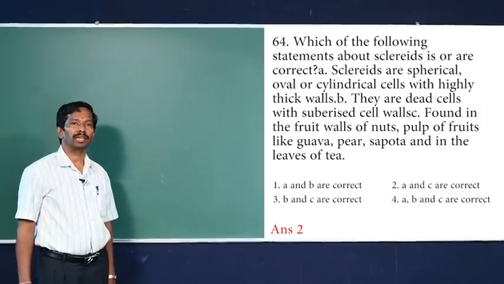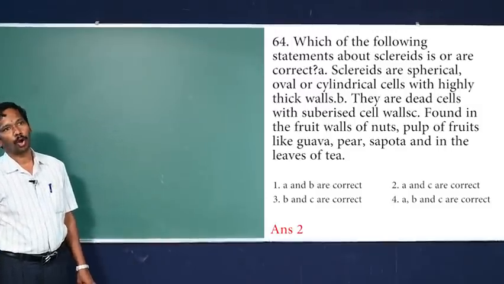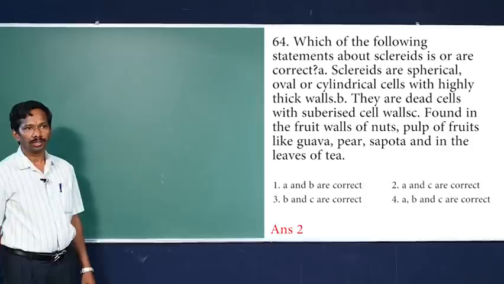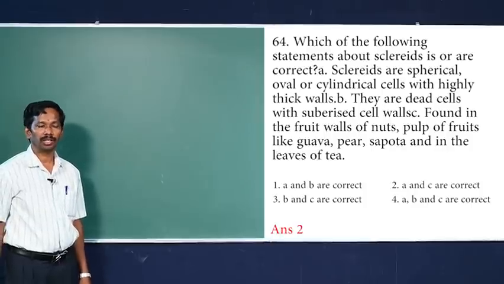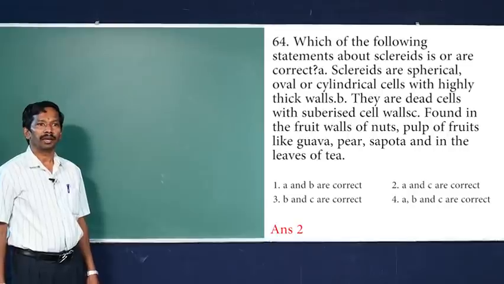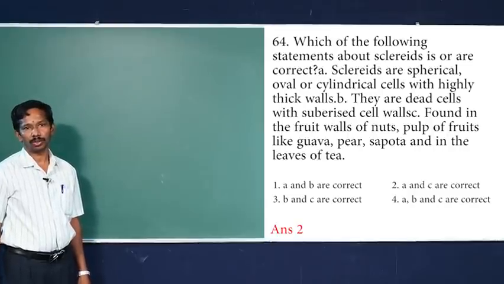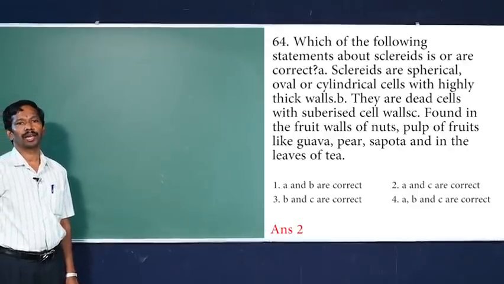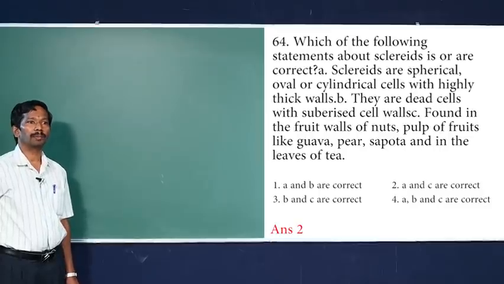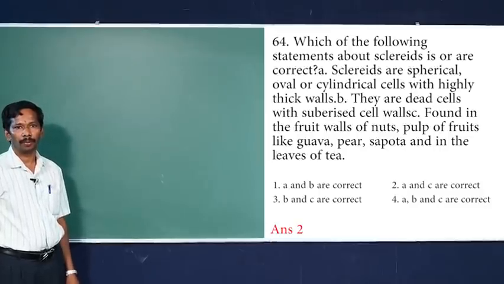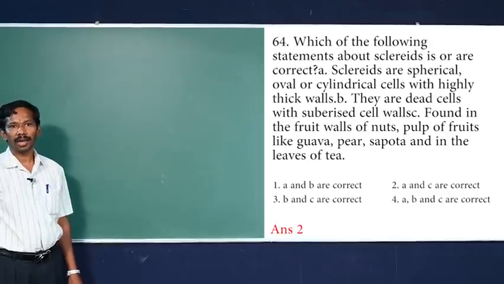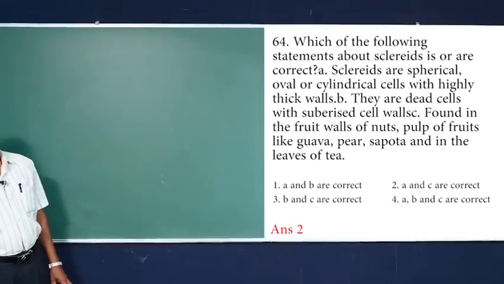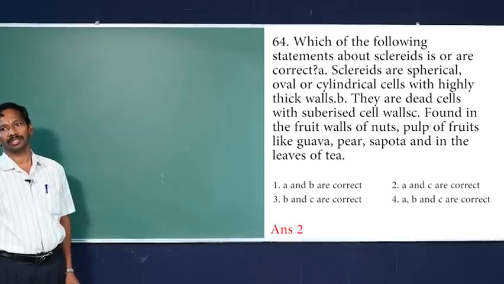64. Which of the following statements about sclereids is or are correct? First statement, sclereids are spherical, oval, cylindrical cells with highly thick wall. Yes, it is true. They are dead cells with the suberized cell wall. That is wrong, because sclerenchyma fibers as well as sclereids have a lignified wall, not a suberized wall. So therefore B is wrong. Third statement, found in fruit walls of nuts, pulp of fruits like guava, pear, sapota, and leaves of tea. Yes, it is correct. So the first and third statements are correct, the second statement is wrong. Hence it is option 2 for question number 64.